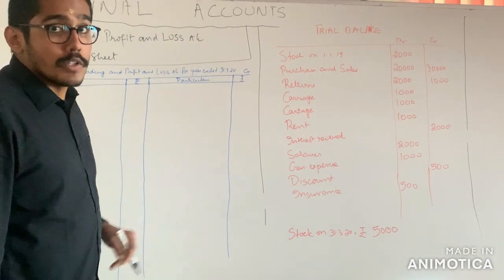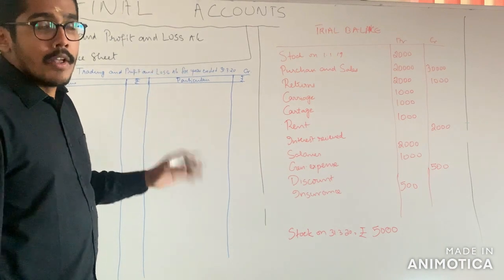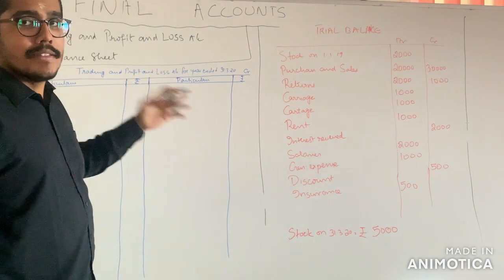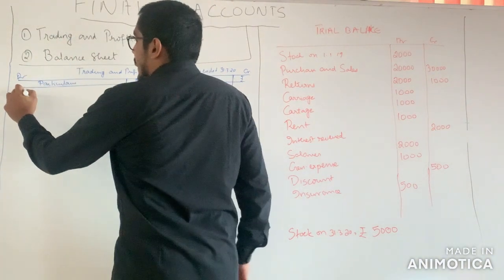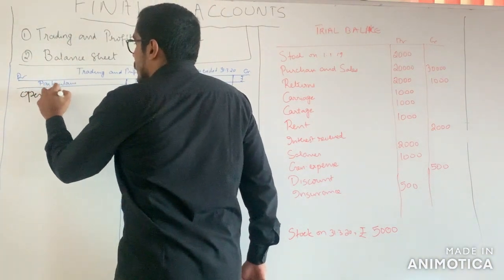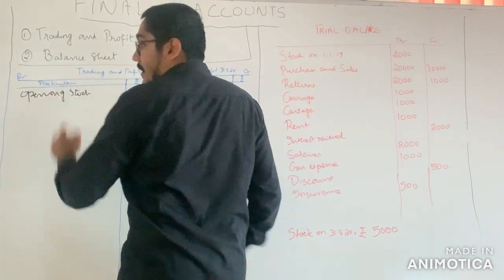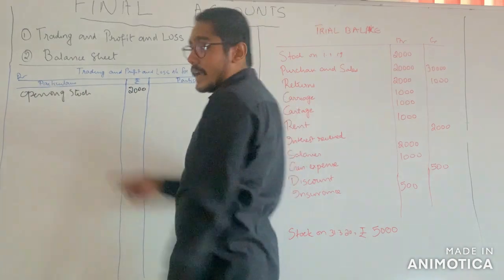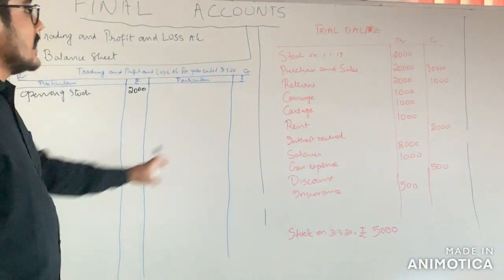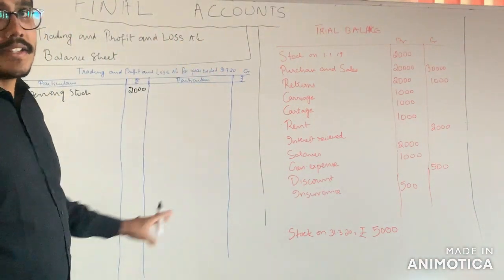Stock on 1/1/2019, that is opening stock. So just recollect in which place opening stock will come. So it will come on the debit side of trading account, right? Opening stock. What is the price? 2000 rupees, right? 2000. So opening stock 2000, and next one, purchases and sales.